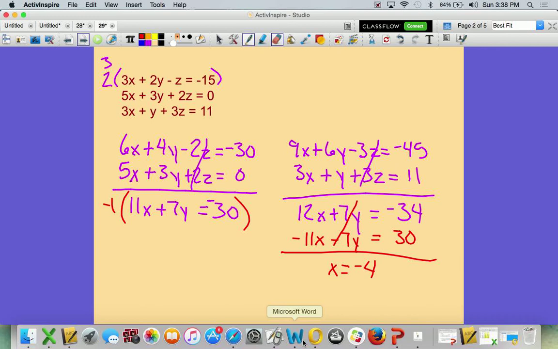Then from there, plug it back into one of your equations. I'll plug it back in here. This is a negative 44, so we add 44 over. This becomes a 14 divided by 7. Y has to equal 2.